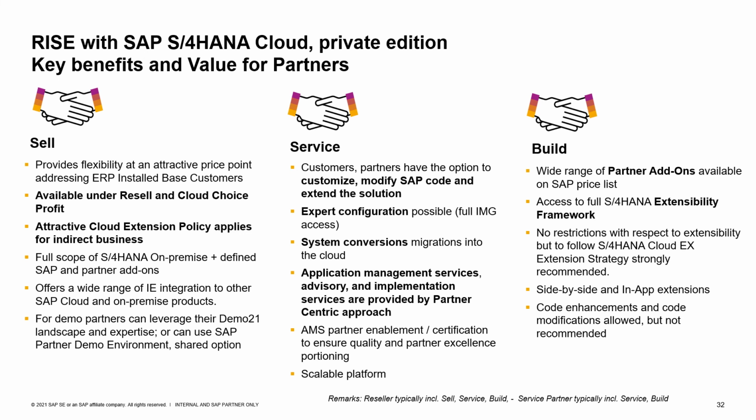Partners have the option to customize, modify SAP code and extend the solution. You've got full expert configuration possible with full IMG access. System conversions and migrations into the cloud is possible, so brownfield is allowed. Application managed services, advisory and implementation services are provided by partner in a partner-centric approach. An AMS partner enablement and certification is available, and we recommend it to ensure quality and partner excellence positioning. And it provides for a scalable platform for your customer to grow.